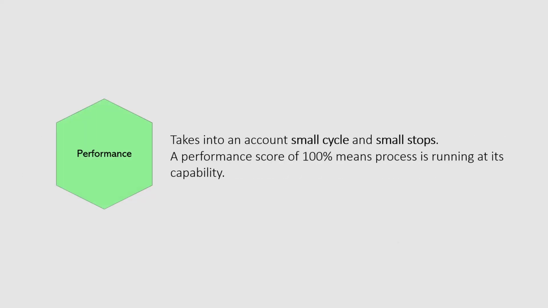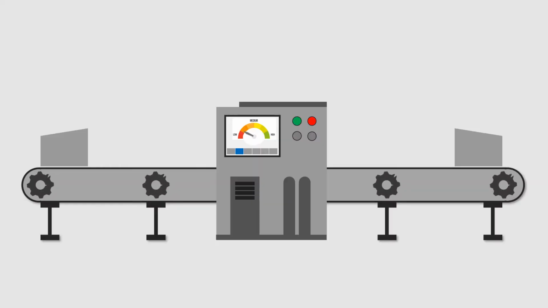Performance takes into account small cycles and small stops. A performance score of 100% means the process is running at its capability. Let's take an example for a small cycle. Spot a wear in a machine part. It affects machine cycle speed. Thus the machine is running at its lowest performance.